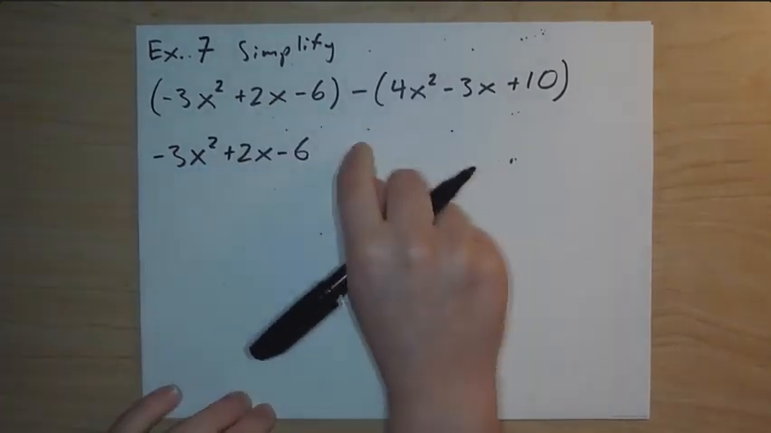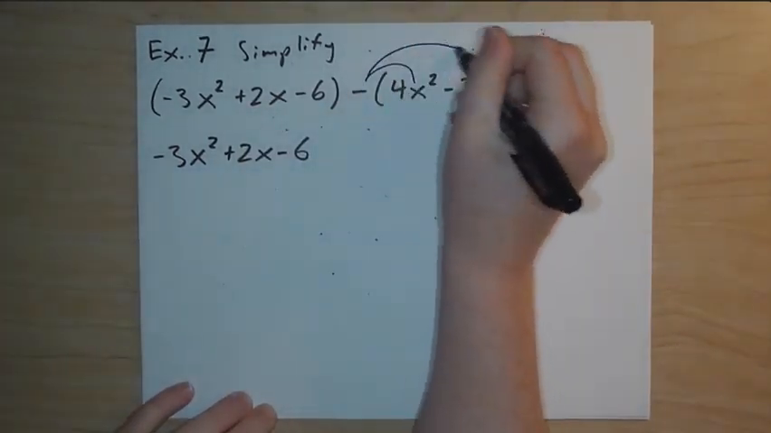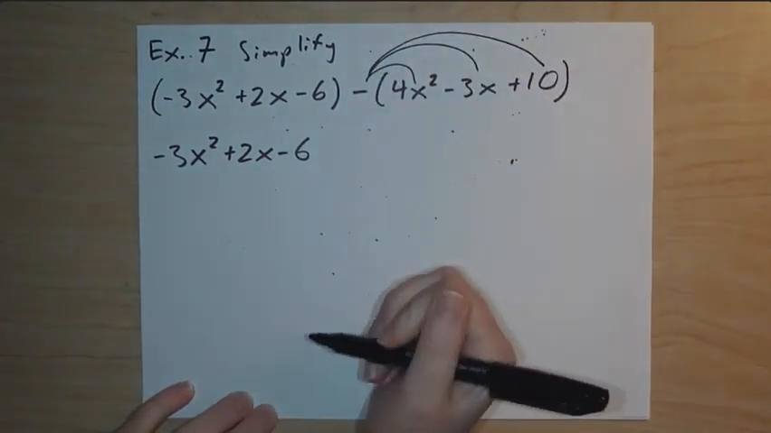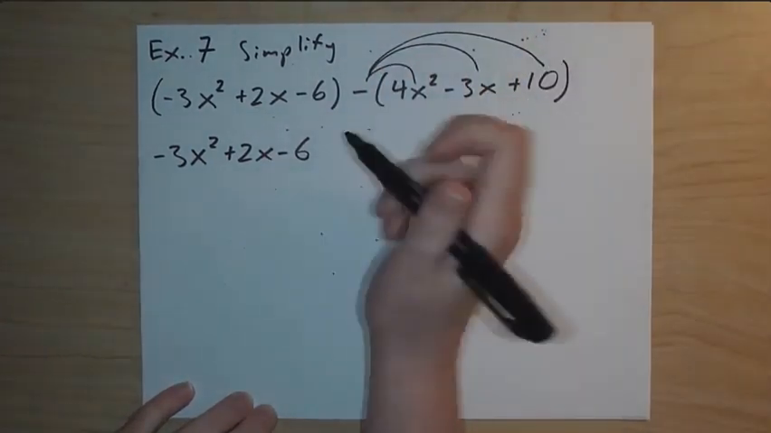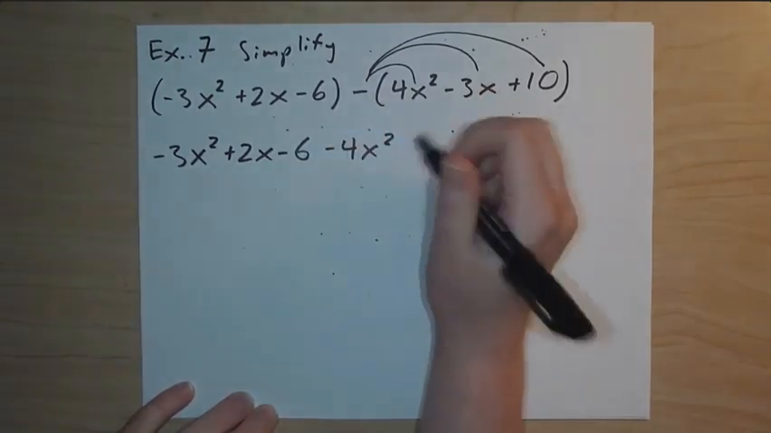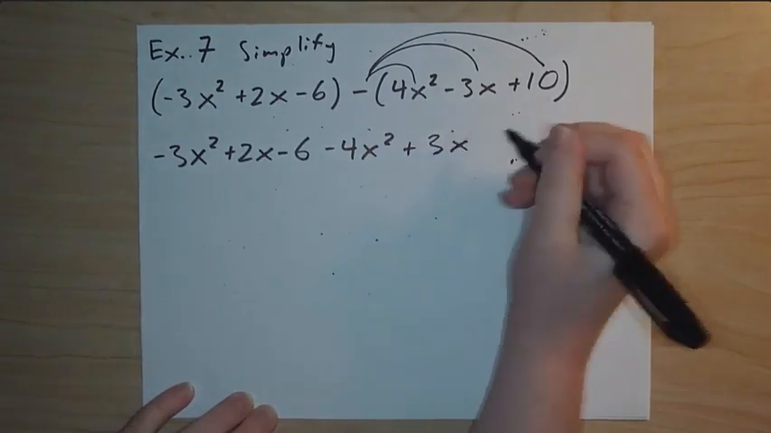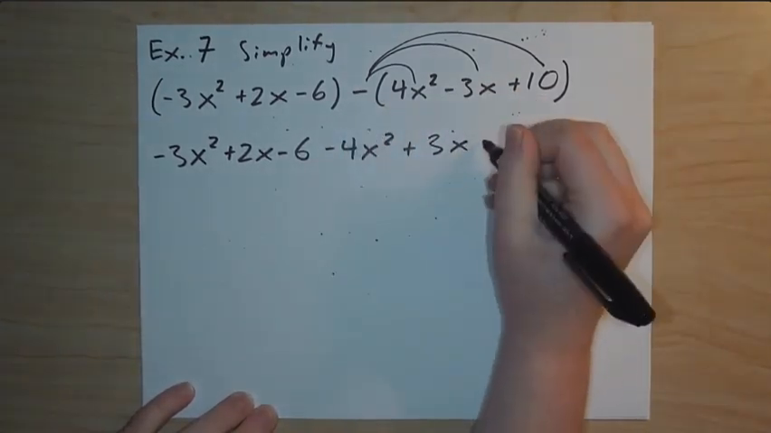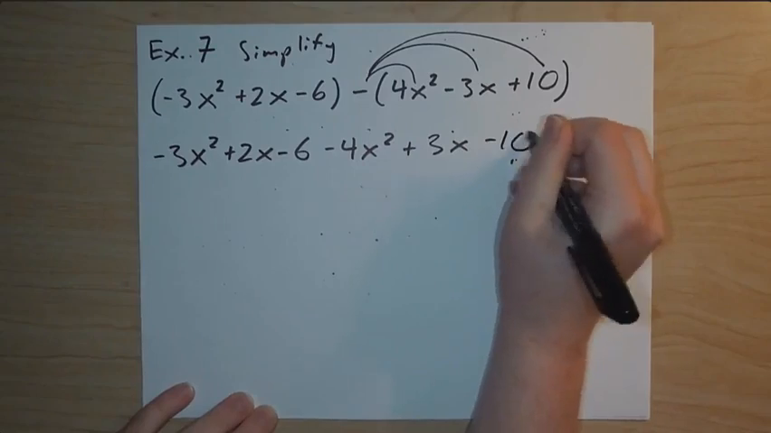This doesn't change. But this negative 1 is going to distribute to each of these three terms. So negative times 4x squared is just negative 4x squared. Negative 1 times negative 3x is going to give us a positive 3x. Negative 1 times 10 is negative 10.